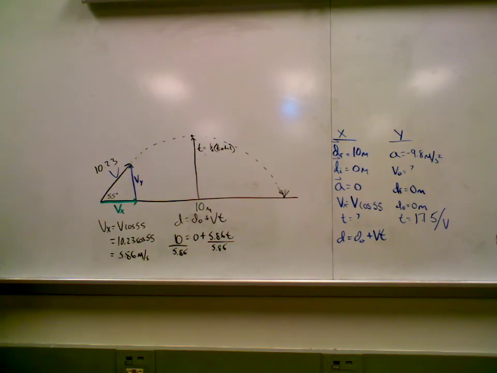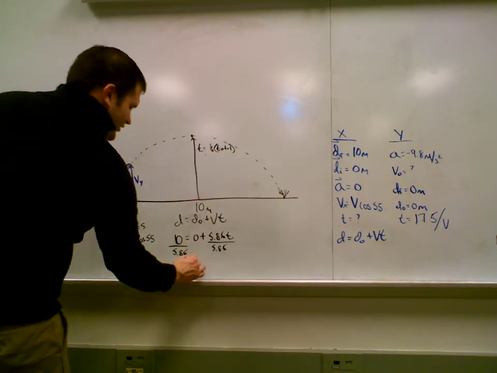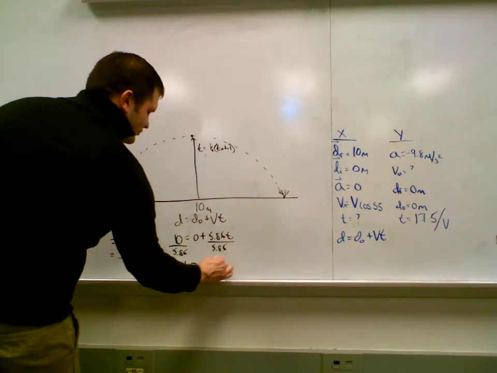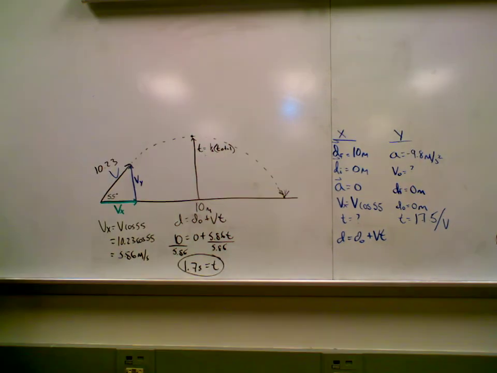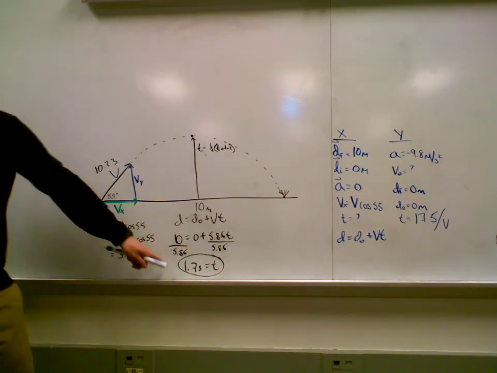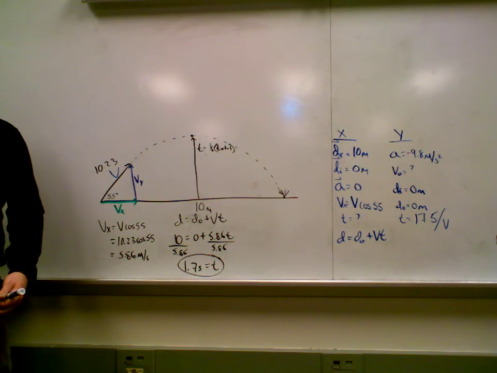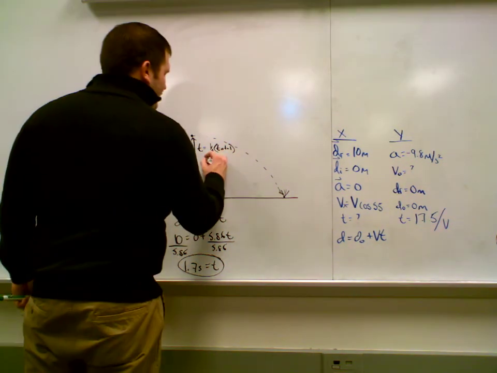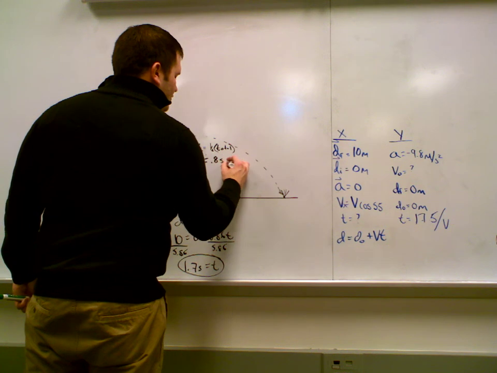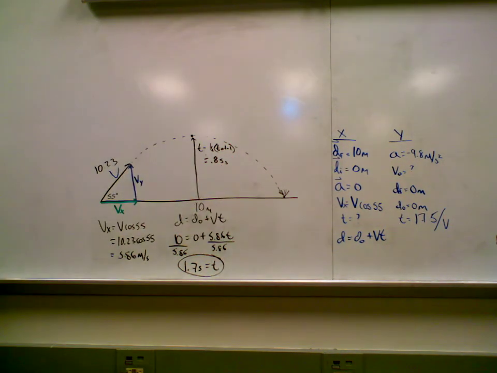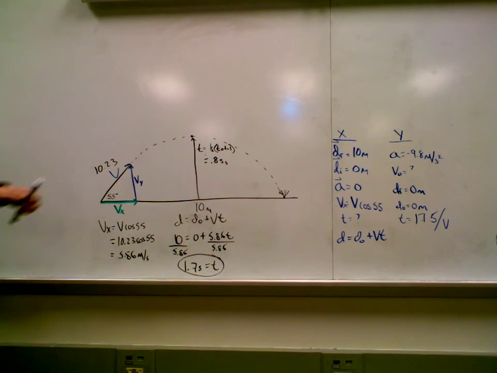Is it 1.71? 1.74. So you can call them both 1.7, right? And the reason why those are a little bit different is because of rounding. So that means that this highest point occurs at half of 1.7. Half of 1.7 is 0.85. So now we need to figure out the height at 0.85 seconds.